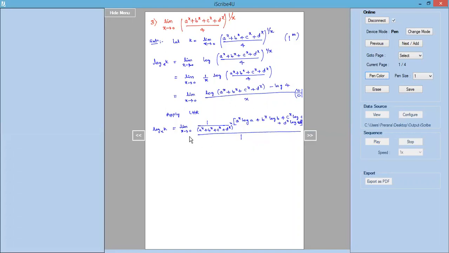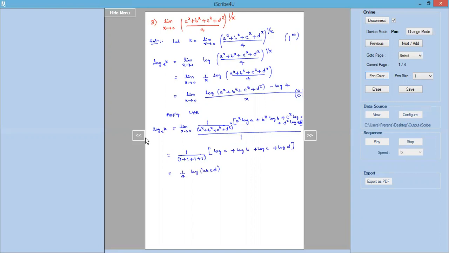Now we apply the limit as x tends to 0. We will not get any more indeterminate form because the denominator is already a constant. So let us apply as x tends to 0. So this will be 1 divided by a power 0, b power 0, c power 0, d power 0, all are 1, into a power 0 log a. So it is 1 into log a. Similarly, plus log b plus log c plus log d. So this gives us log a plus log b plus log c plus log d, which can be written as log of abcd.